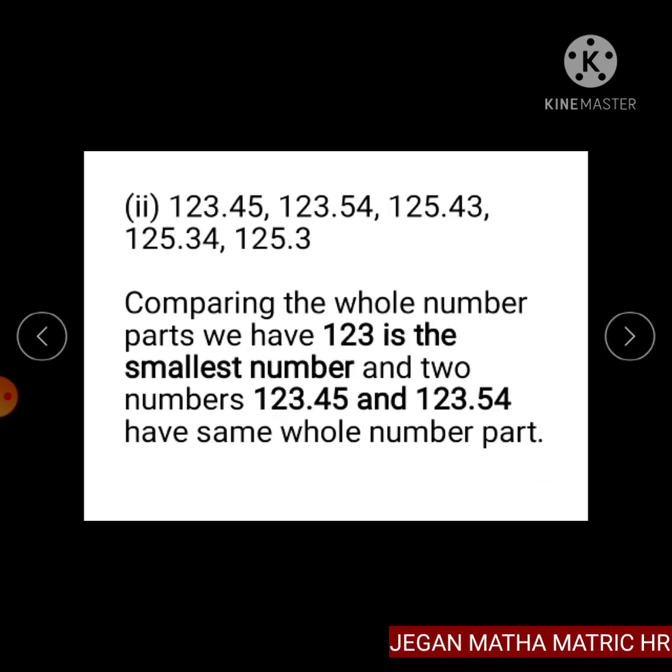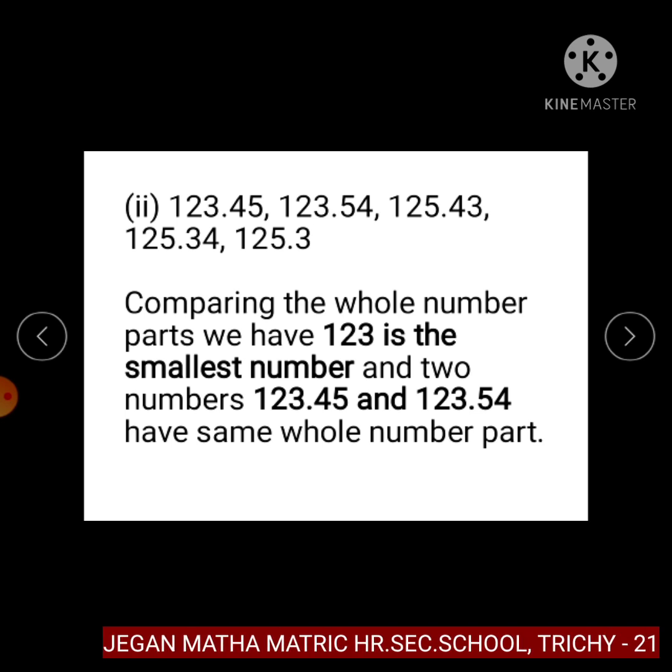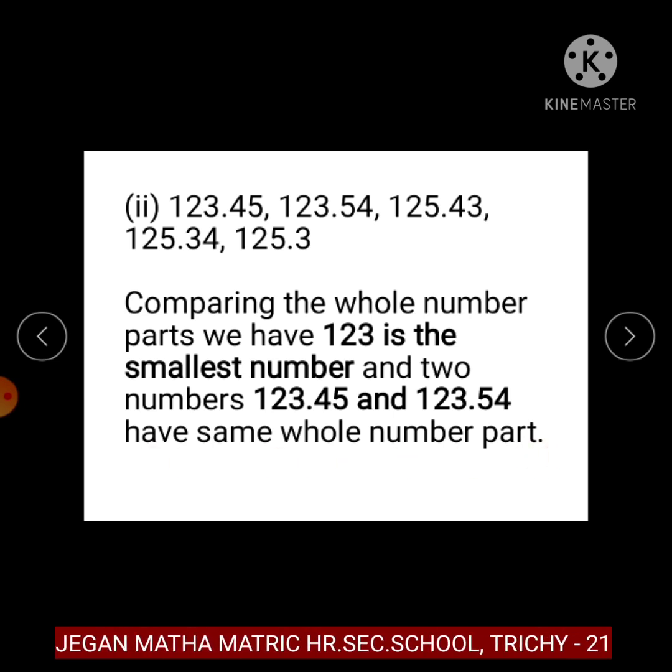Subdivision 2. 123.45, 123.54, 125.43, 125.34 and 125.3 are the given numbers. Comparing the whole number parts, we have 123 is the smallest number, and the two numbers 123.45 and 123.54 have the same whole number part.